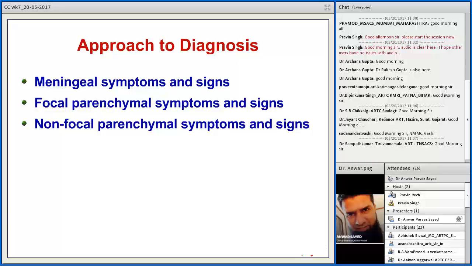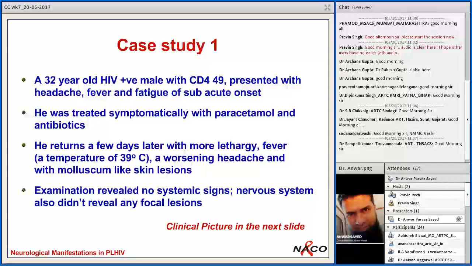What does it mean? Focal is localized to a specific area. That means you might see some kind of hemiparesis or monoparesis or even hemiplegia. So there will be some lesion in the brain in a particular area, and because of that there will be certain signs and symptoms. Non-focal is usually generalized, where the signs will be like general disorientation, headache, vomiting, and all that, and there are some typical signs of meningism also.